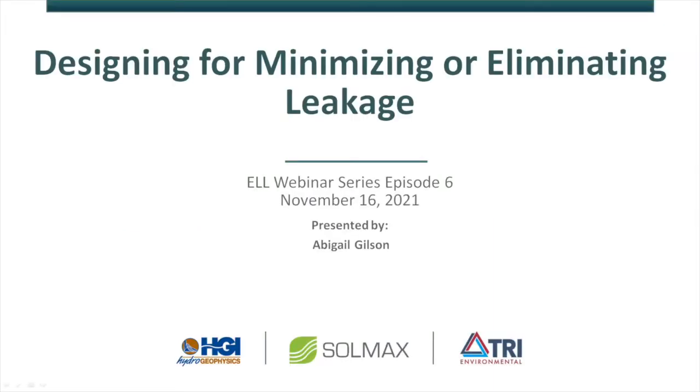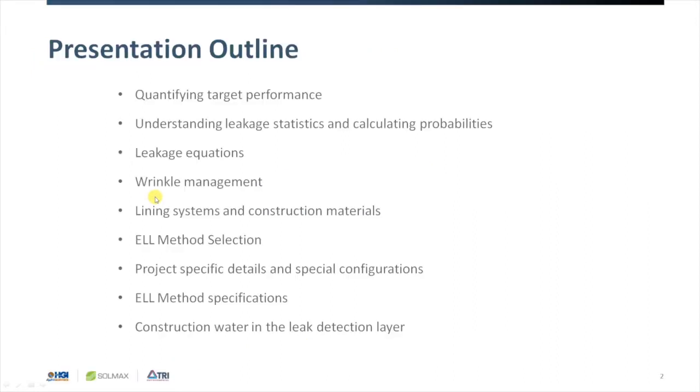In this episode, we're going to talk about design considerations in order to minimize leakage through installed geomembranes and even achieve zero leaks. In order to do that, we're going to first go over how to quantify your target performance or target allowable leakage level. In order to do that, we need to understand leakage statistics, and I'm also going to provide you with an equation for calculating the probability of exceeding your target leakage level.